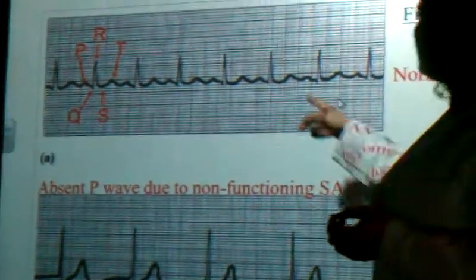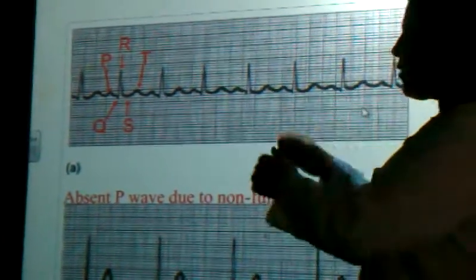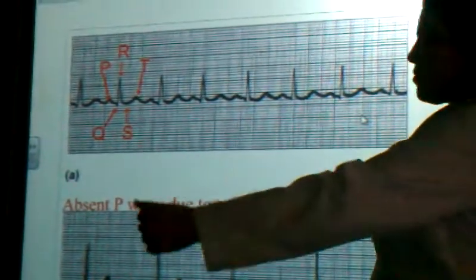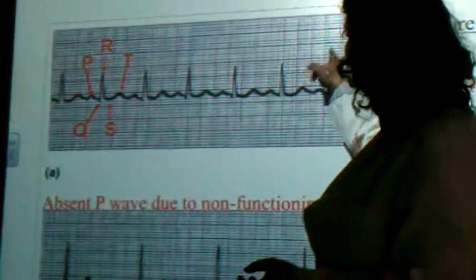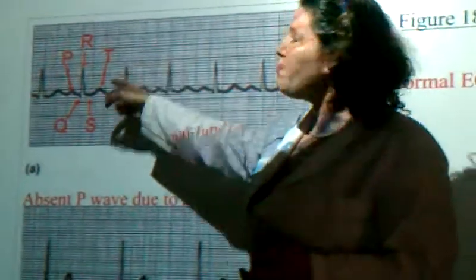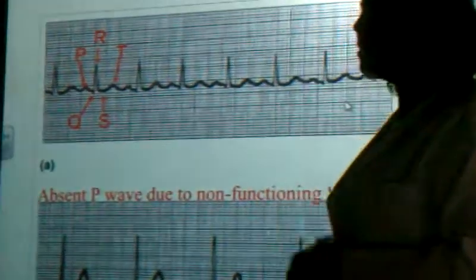Okay? And you can just go to the tip of every peak, and if you have a strip that's actually 1 minute long, or even 30 seconds, you can actually count how many beats and figure out the heart rate. Okay? You can also do it by boxes, but we're not going to get into that.